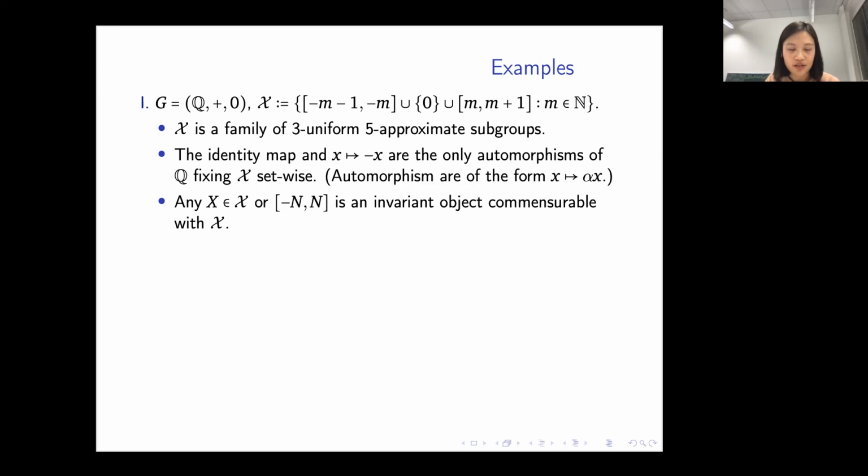However, there are not that many automorphisms of Q stabilizing this family setwise. The only automorphisms are the identity map and the map that sends X to minus X. Therefore, you can take any approximate subgroup in this family, or just take any symmetric interval, and it will be an invariant object commensurable with X.